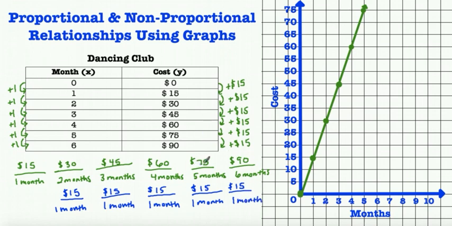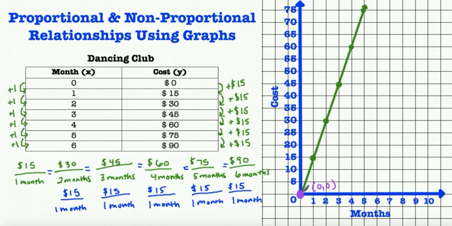So as the months increase, so does the cost by 15. We have a proportional relationship because our rates are equivalent, and we start at 0, 0. So there's no initial fee for a proportional relationship. And if we're looking at our graph, we could also tell just by looking at our graph without looking at our table, if it starts at 0, 0 and is a straight line.